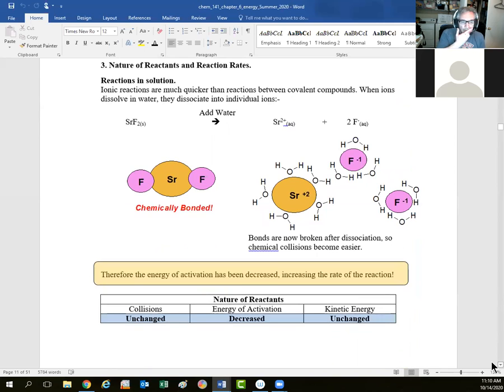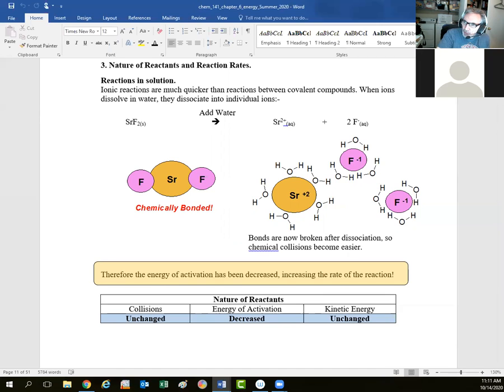First one is that we can sometimes take advantage of the nature of the reagents. And principally for us, the main idea that we have come across is when we've got ionic compounds added to water. We said a majority of ionic compounds are actually water soluble. And we touched on this briefly in chapter 3. When we say that they are water soluble, it means that they dissociate into individual ions.